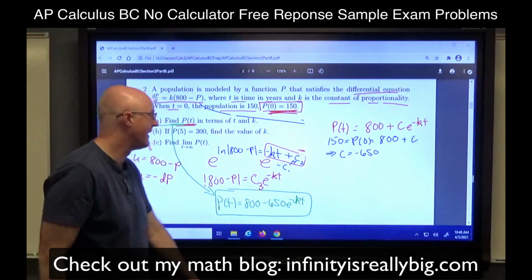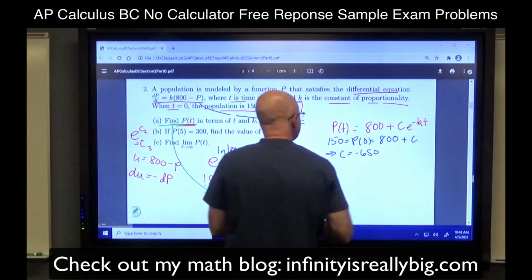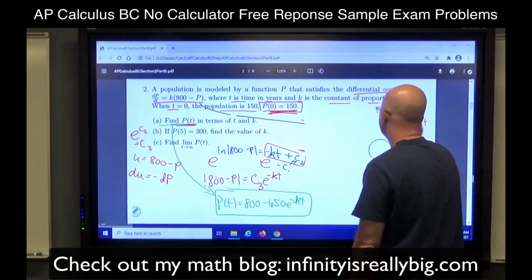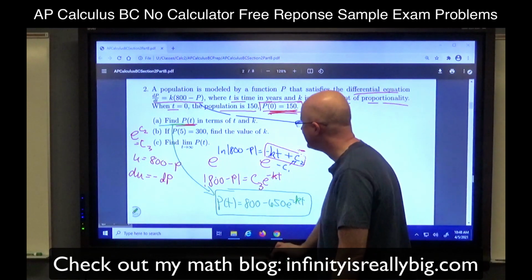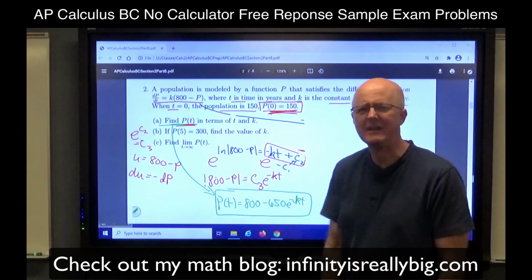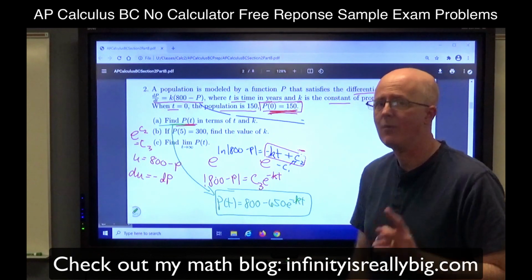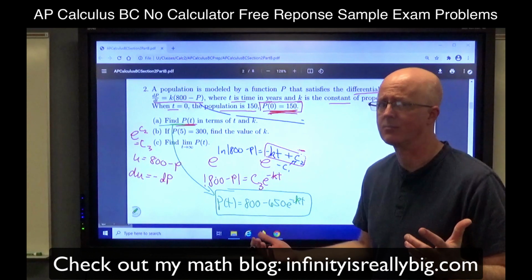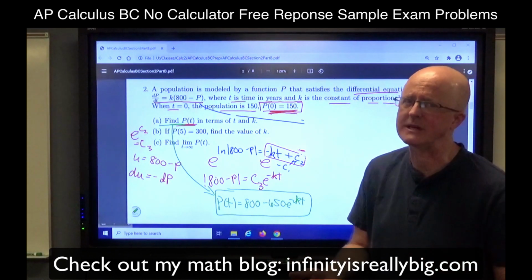Part B and C are quicker. Part B says if P of 5 is 300, find k. We're going to need a logarithm. But wait a minute, this is a no calculator portion. Well, just write your answer in terms of the logarithm.